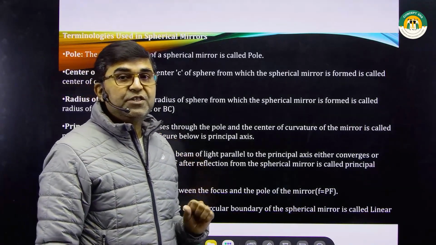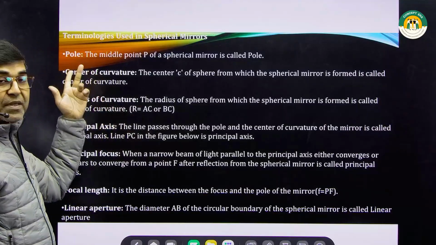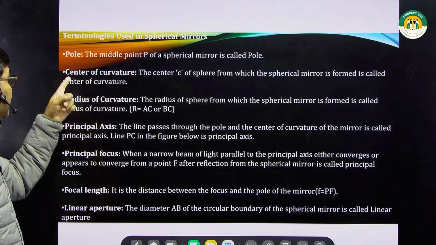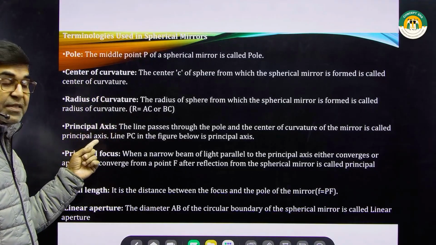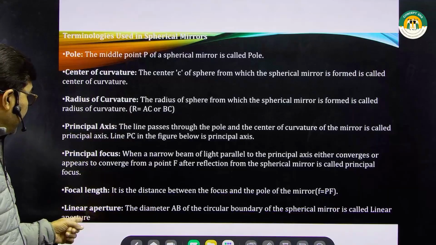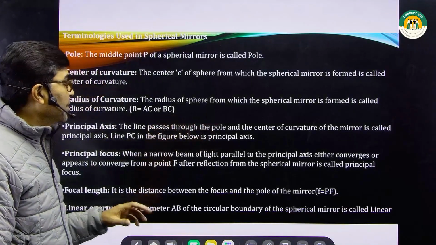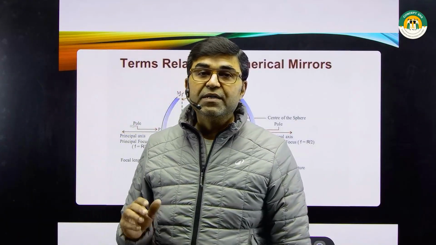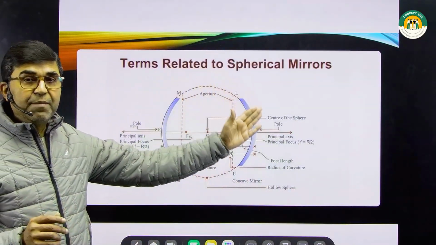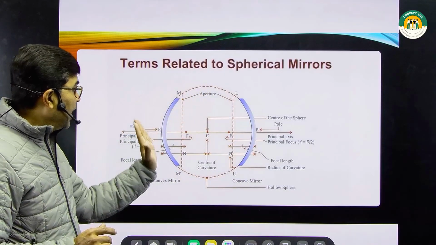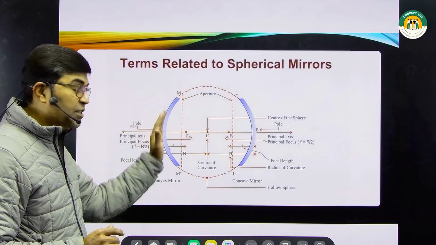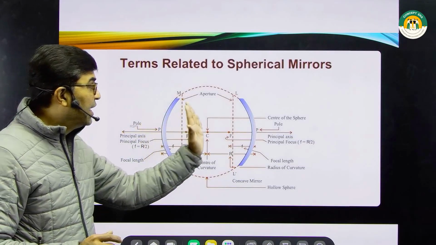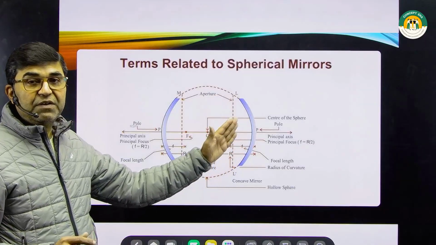When we are talking about spherical mirrors, there are some terms used: the pole, center of curvature, radius of curvature, principal axis, principal focus, focal length, and the aperture of the mirror. First of all, keep in mind that spherical mirrors are a part of a big sphere. If the outer surface is reflecting, it will give us a convex mirror, and if the inner surface is reflecting, it will give us a concave mirror.